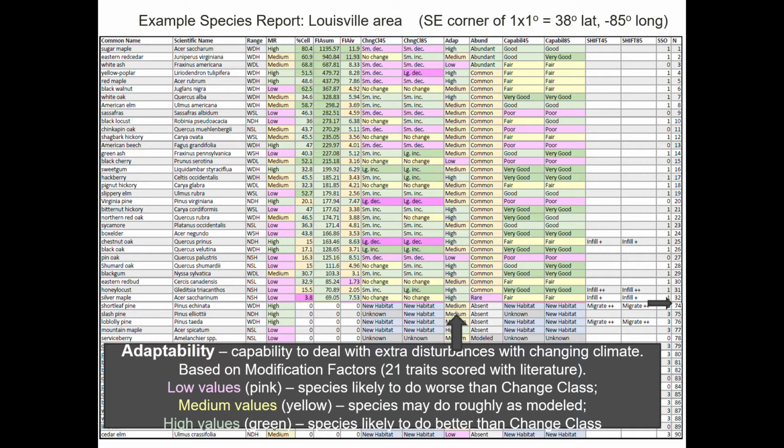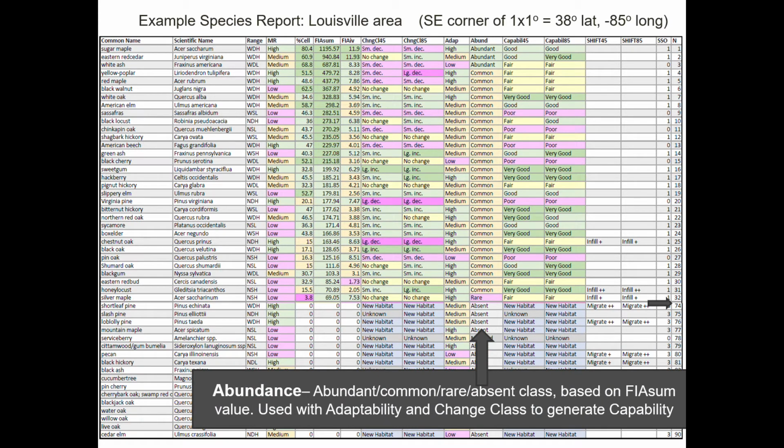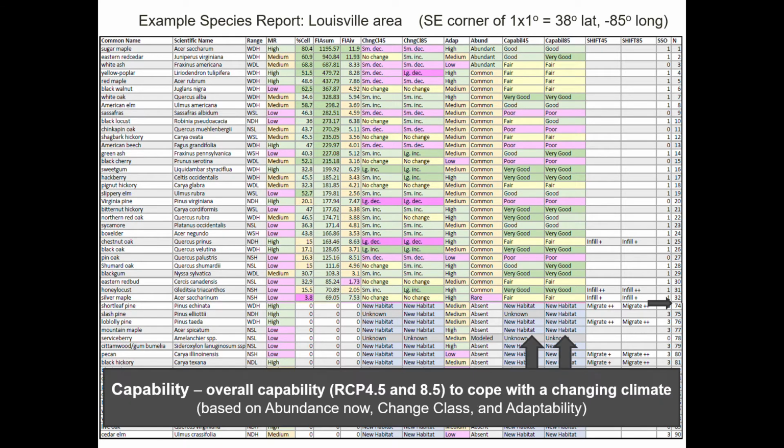So adaptability plus change class plus this one here called abundance, that all goes together in a class we call capability class, which I'll talk about next. First, the abundance is ranked according to the FIA sum value. And as I said, that's helpful in generating capability. But again, the species are ranked according to FIA sum. So the most abundant species are at the top of the list, then common, then rare, and then absent.